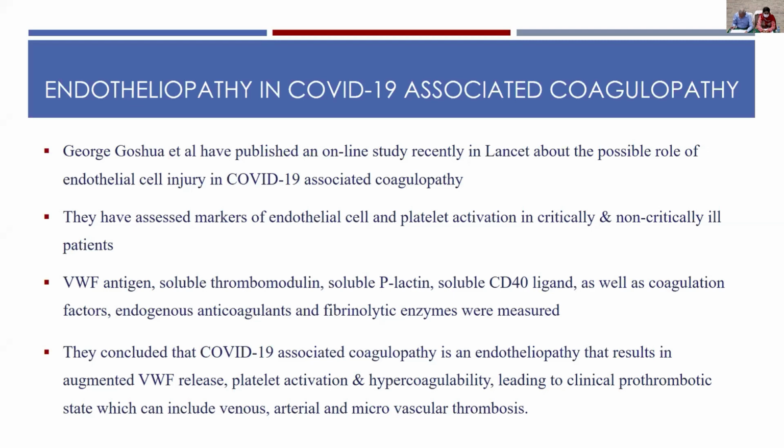The endothelial cells have ACE2 receptors on their surface, and they may be directly infected and injured by the virus, thus resulting in platelet activation and hypercoagulability. They concluded that the COVID-19 associated coagulopathy is an endotheliopathy that results in augmented von Willebrand factor release, platelet activation, and hypercoagulability, leading to a clinical prothrombotic state, which can include venous, arterial and microvascular thrombosis. This is a little different from the conventional DIC. In DIC, there is unmitigated activation of the coagulation cascade, and this results in the consumption of coagulation factors. However, here, the basic problem starts with endotheliopathy. Now, they point out that there may be a role for antiplatelet agents in addition to the traditional anticoagulant therapy.